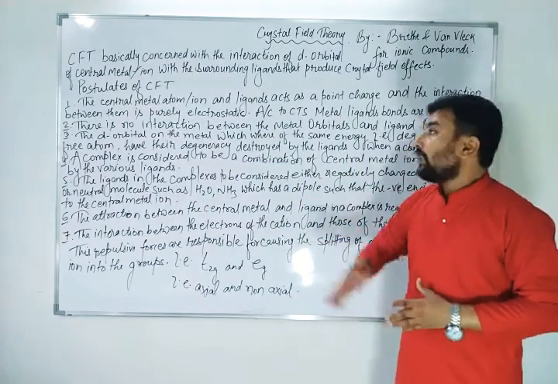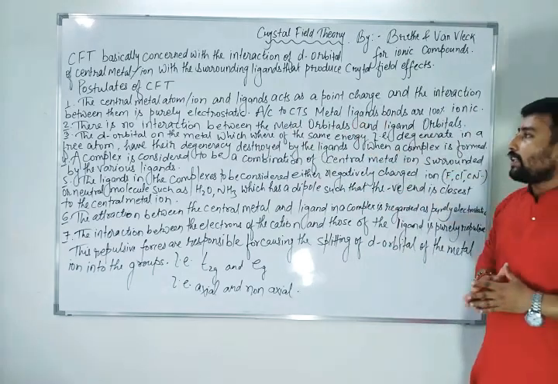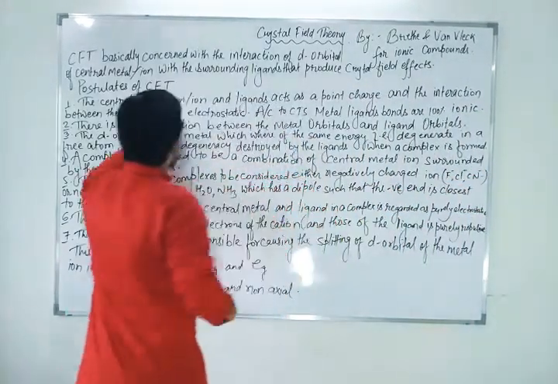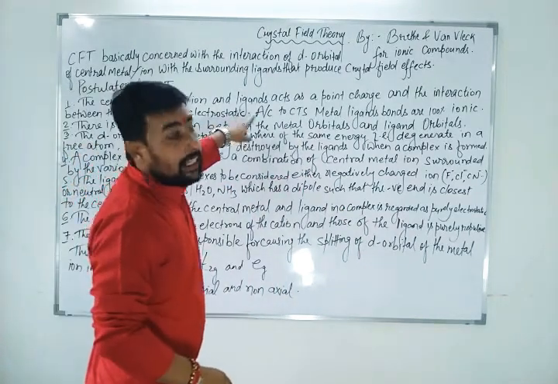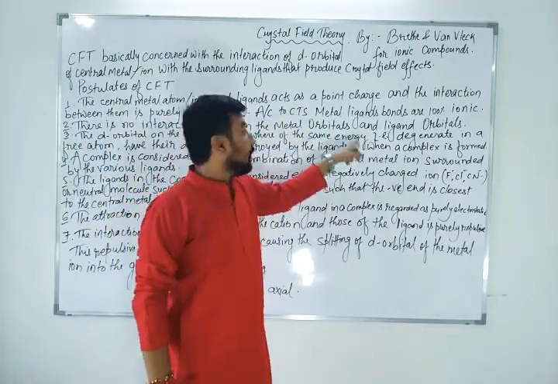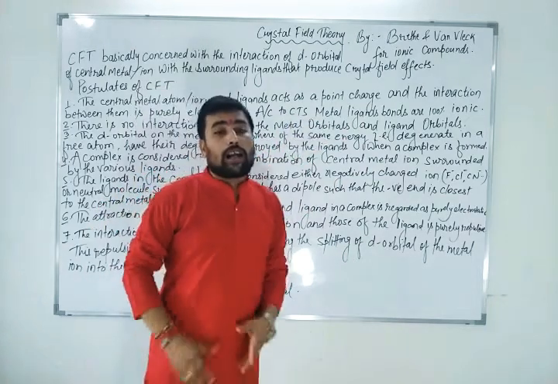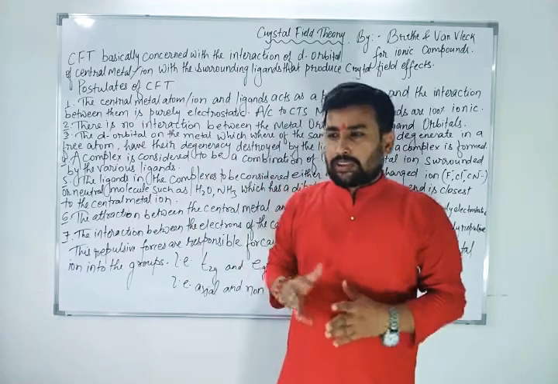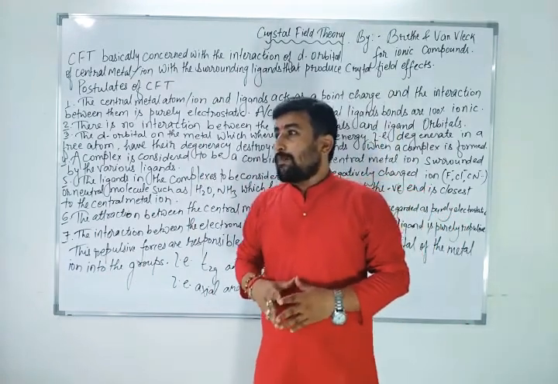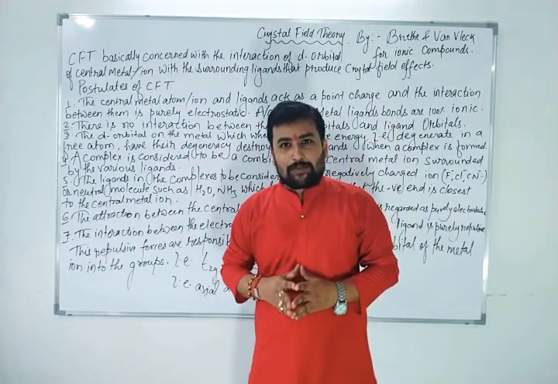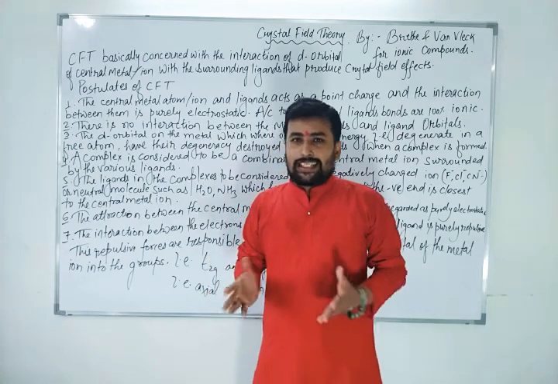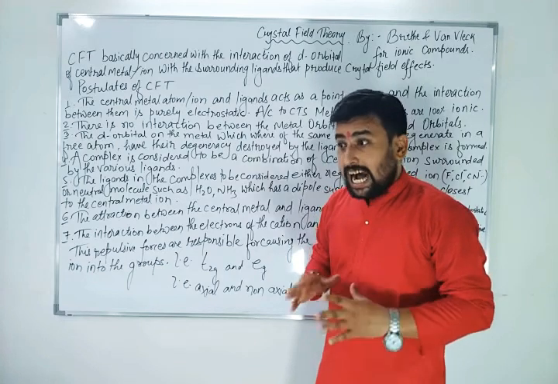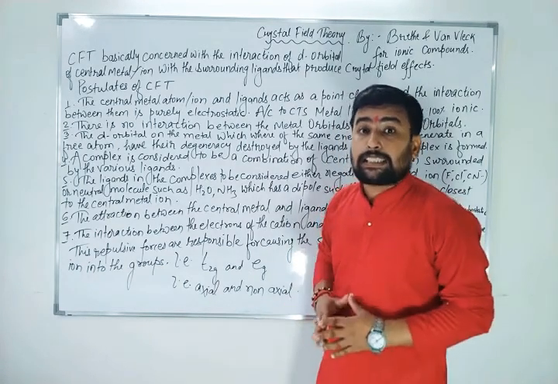The first postulate: the central metal atom or ion and the ligands are treated as point charges, and the interaction between them is purely electrostatic. According to crystal field theory, the metal-ligand bonds are 100% ionic. A student in 11th standard asked me, is there any compound with 100% ionic character? Then I want to tell you, yes, my dear student, definitely. There are compounds which have 100% ionic character.